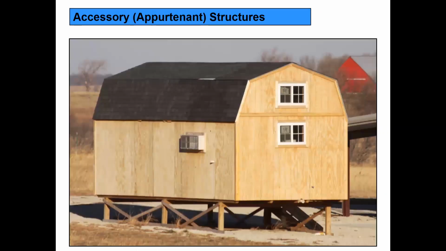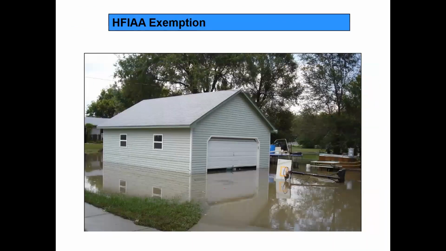So here's a picture of one. It's elevated. It has an AC unit in there. It might have other utilities inside. Just guessing based on it having an AC unit. So you want to verify that, of course. Make sure all the utilities are above the base flood elevation.